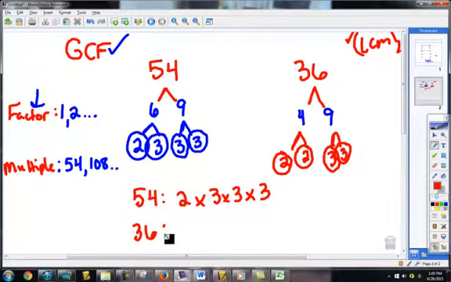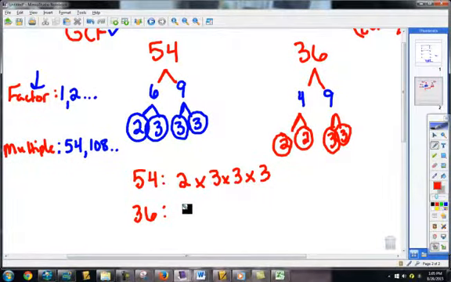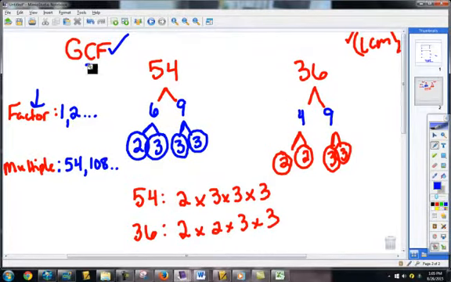It's not really an optional thing. I will count it wrong on the test if you don't do it. Okay? 36 is going to be 2 times 2 times 3 times 3. Now keep in mind, when you're doing greatest common factor, you are now at the point where you are going to try to identify CFs, common factors.